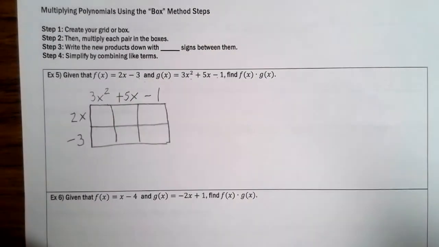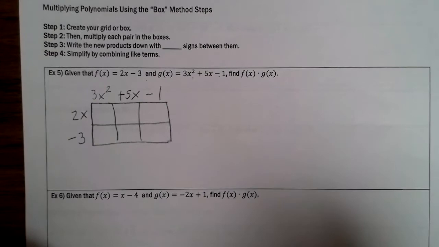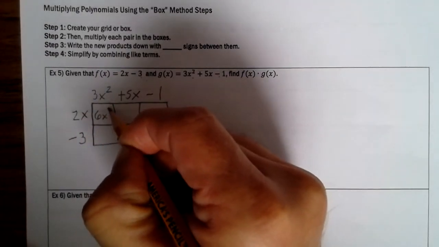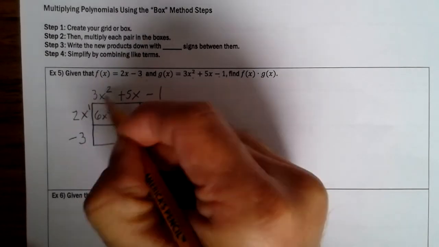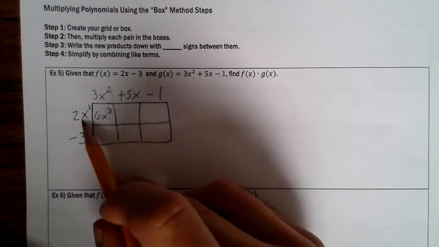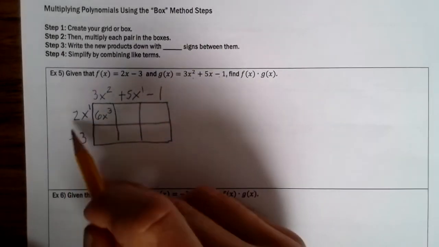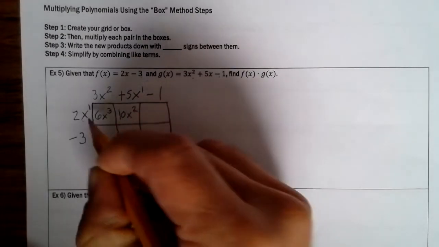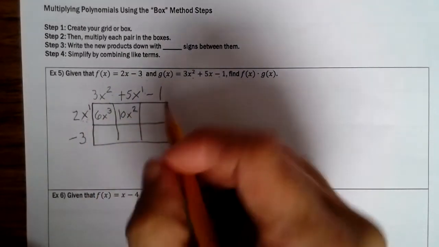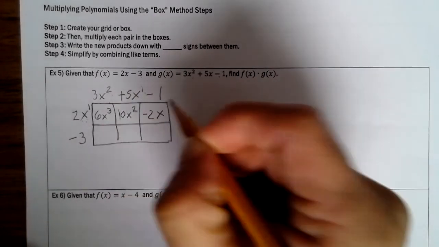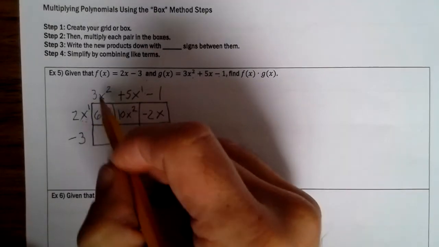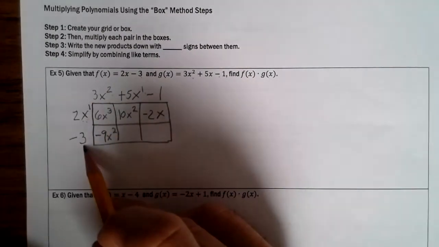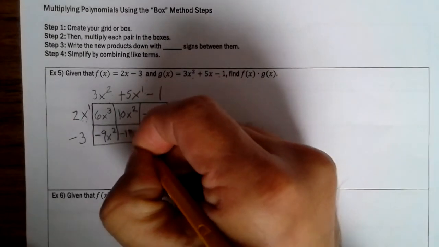Now we multiply each pair in the boxes. So 2x times 3x squared is 6x cubed. When you multiply exponents, you add them. Okay, now 2x, that's a 1 by the way. So 2x times 5x is 10x squared. And again, when you multiply exponents, you add them. 2x times negative 1 is negative 2x. Negative 3 times 3x squared is negative 9x squared. Negative 3 times 5x is negative 15x. And then negative 3 times negative 1 is a positive 3.